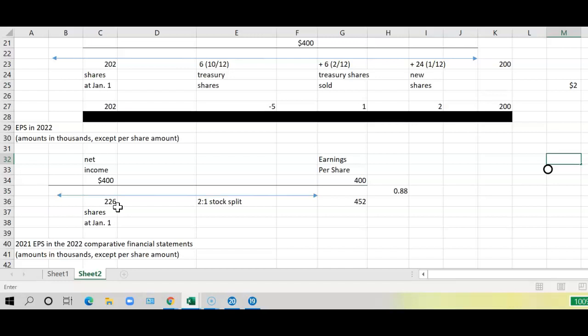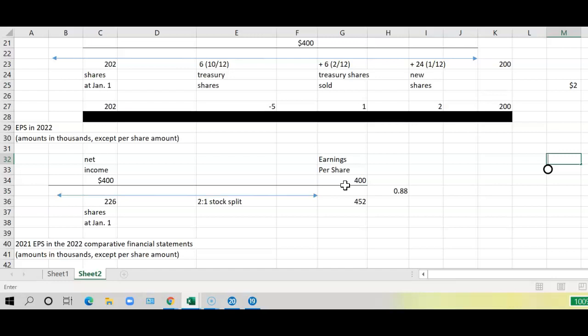And from the previous problem we did, exercise 19-12, we know that if it's a stock split or a stock dividend, the rules are to go to the beginning of the year and assume the stock split or stock dividend occurred at the beginning of the year. So in this case, you would take 226,000 shares times 2 because it was a 2-for-1 stock split. So your denominator is 452,000. And if you take the 400,000 and divide it by 452,000, your earnings per share is 88 cents.